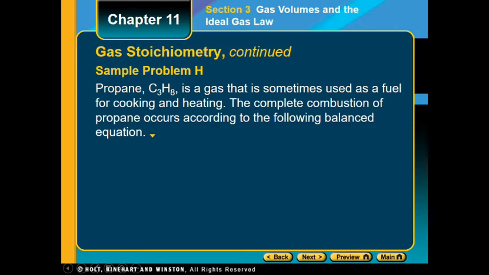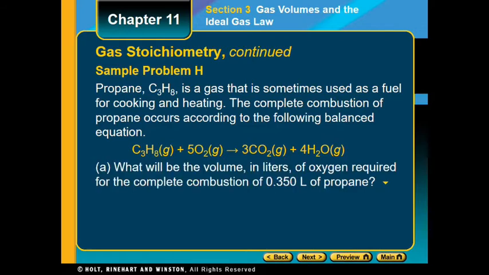So please write down this example. We've got propane that is sometimes used as a fuel, and here is the complete combustion reaction. So I would go ahead and start with the combustion reaction. That is propane C3H8 plus oxygen yields CO2 and water, already balanced for you. So the coefficients are 1, 5, 3, 4. And the first part of the question is, what will be the volume in liters of oxygen required for the complete combustion of 0.35 liters of propane?